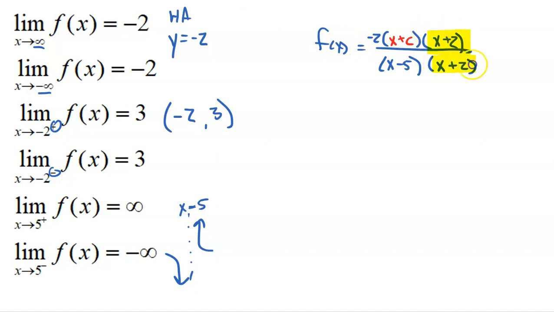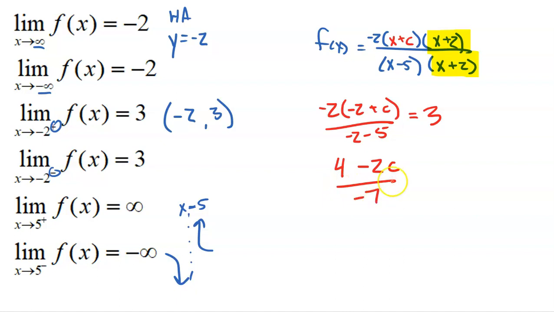I'm going to ignore the x plus 2's for a second because that is where the hole is. And I already know the location of the hole is 3. But if I plug negative 2 into what's left over, that is what produces that 3. So I'm plugging that negative 2 in, and now I've got to solve. I get positive 4 minus 2c over negative 7 equals 3. Multiply the negative 7 over, and I get negative 21. Subtract the 4, and I get negative 2c equals negative 25.